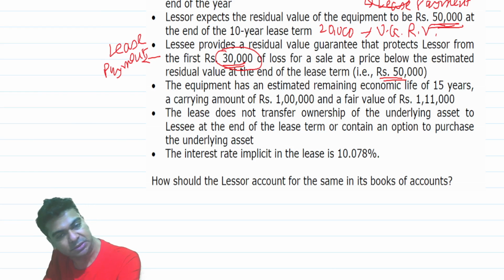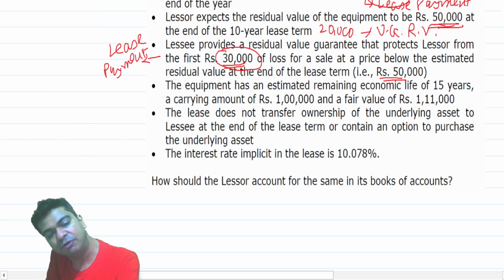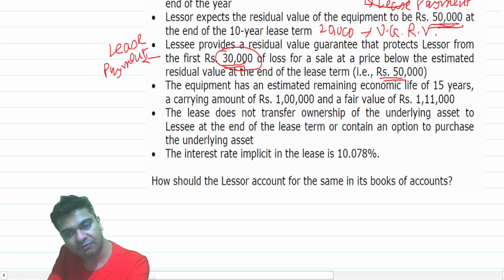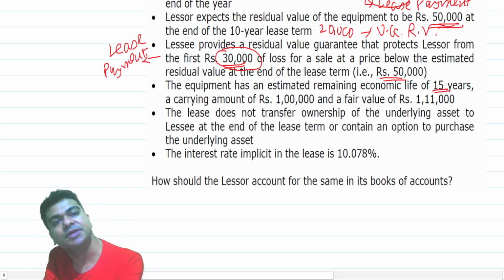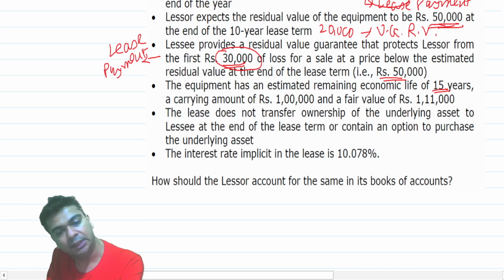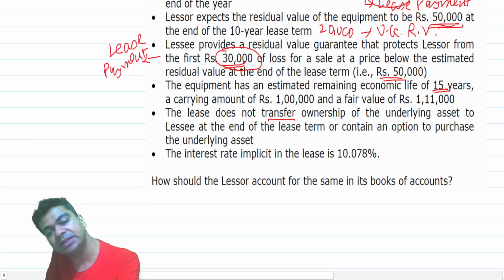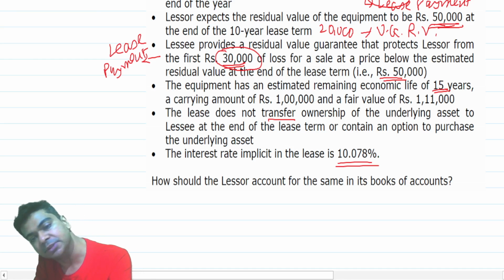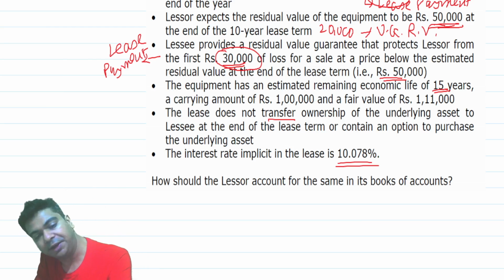The equipment has an estimated remaining economic life of 15 years, a carrying amount of rupees 1 lakh and a fair value of rupees 1,11,000. So total useful life is 15 years. The lease is only for 10 years. But because it is a specialized asset, we have already classified it as a finance lease. And then they say the lease does not transfer ownership of the underlying asset to the lessee at the end of the lease term or contain an option to purchase the underlying asset. The interest rate implicit in the lease is 10.078%. So we will be using 10.078% as the discount rate.